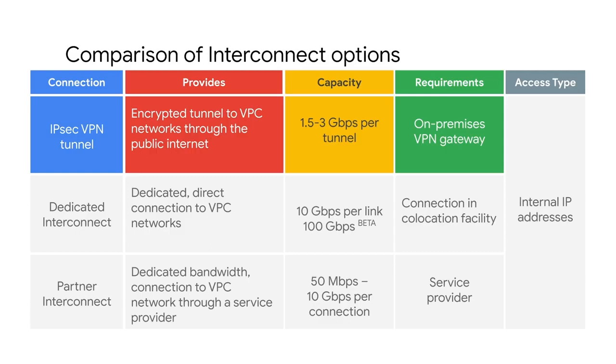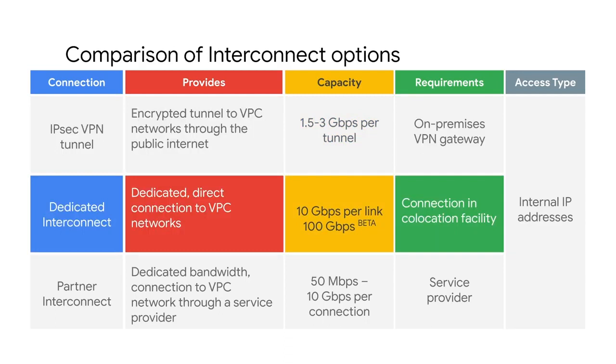The 1.5 Gbps capacity applies to the traffic that traverses the public internet, and the 3 Gbps capacity applies to the traffic that is traversing a direct peering link. You can configure multiple tunnels if you want to scale this capacity.